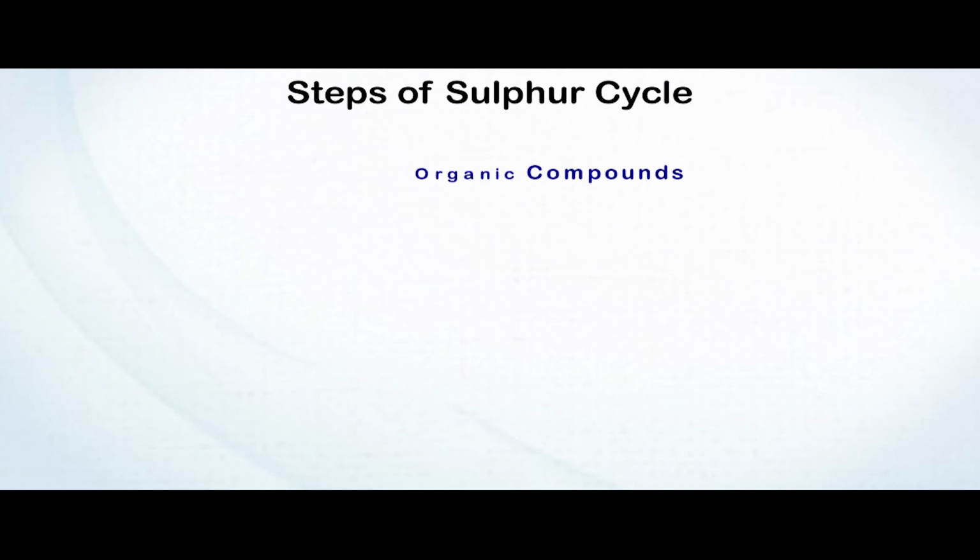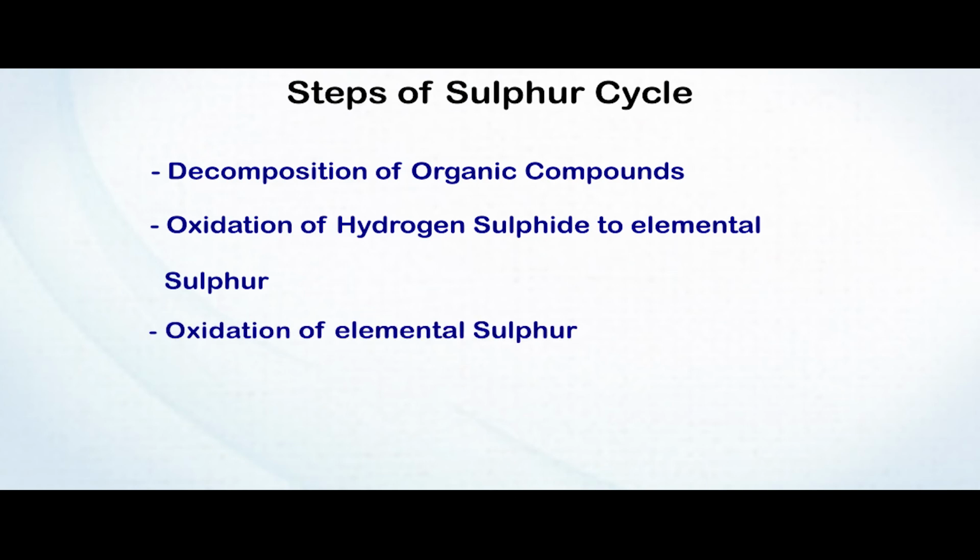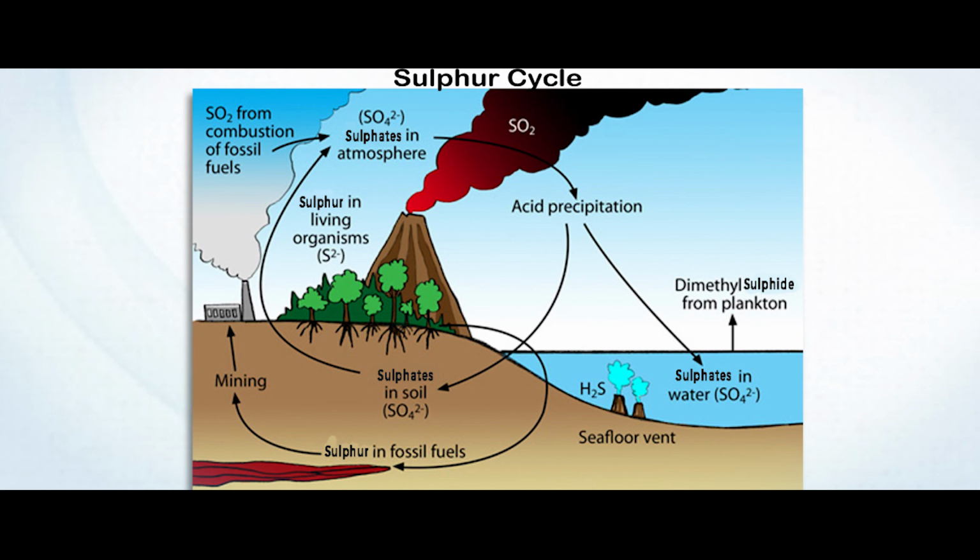The first step is the decomposition of organic compounds. The next one, oxidation of hydrogen sulfide to elemental sulfur. Then, the oxidation of elemental sulfur takes place. Finally, it is the reduction of sulfates. Here we have the complete illustration of the sulfur cycle. Look at this illustration to have better understanding about the process of sulfur cycle.